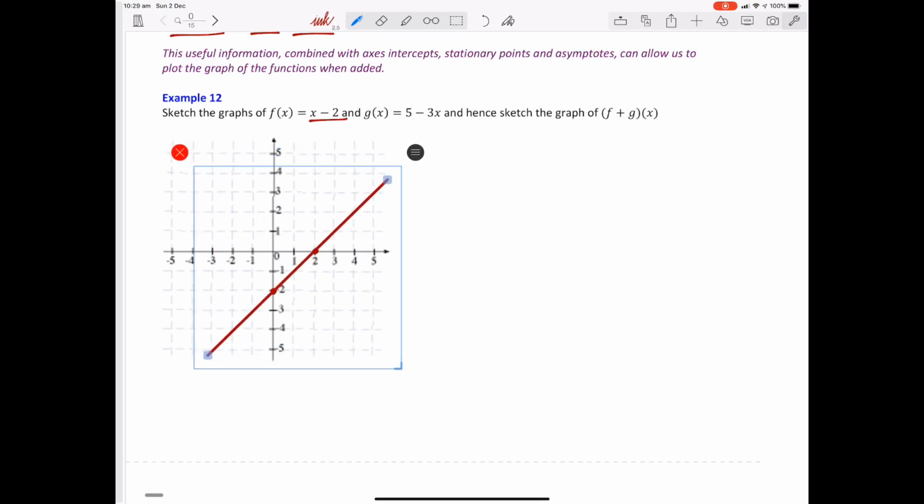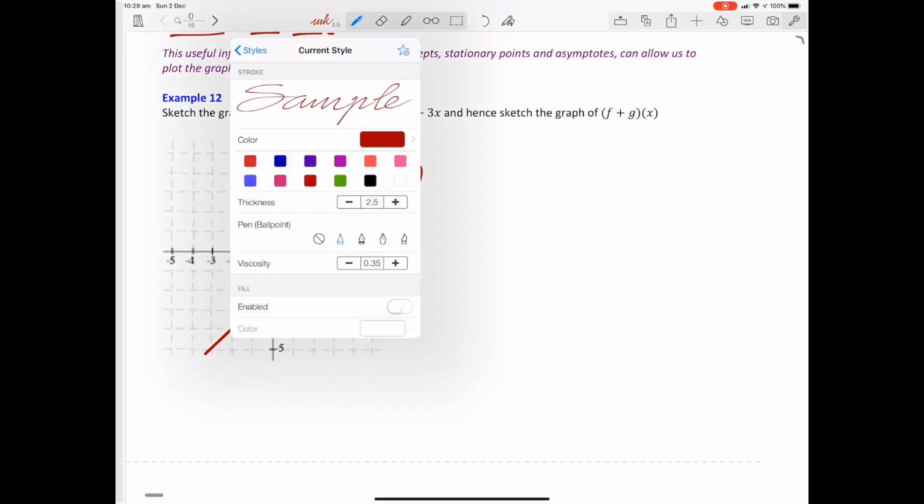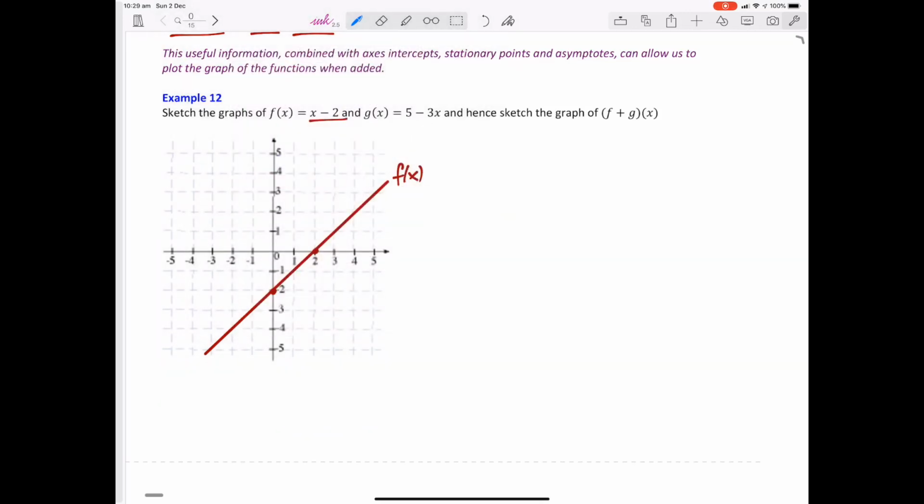I just cheated there. You might have been thinking, he hasn't gone anywhere near where he's supposed to. Okay, so that is f of x. And then let's change to purple. 5 minus 3x. So we've got 5, and then we've got a gradient of -3. So it's going to be there and there.